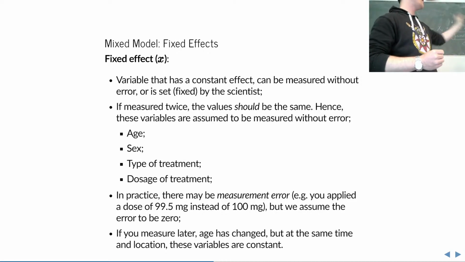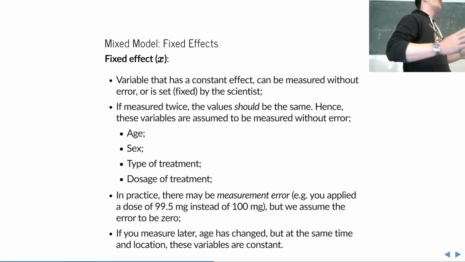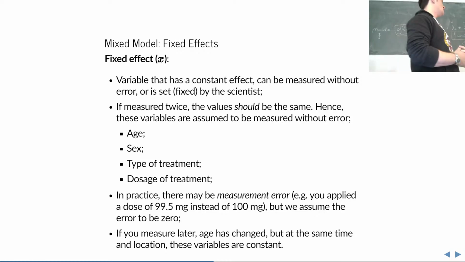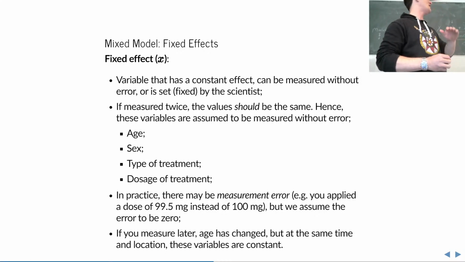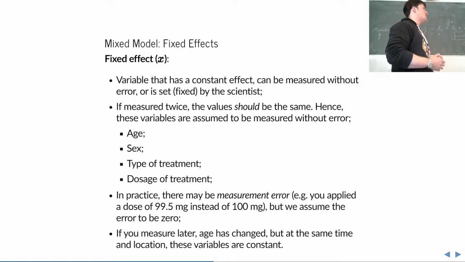So concentration, type of treatment, sex, and age, those are fixed. In practice, they are of course not measured without error. Nothing is measured without error. You may think that you applied 100 milligrams, but in practice it was half a milligram less, or half a milligram more. But we assume it to be 0. That's the important part. Same thing, if you measure one year later, of course you're not the same age, but within a certain time and location, you would expect these variables to be constant.